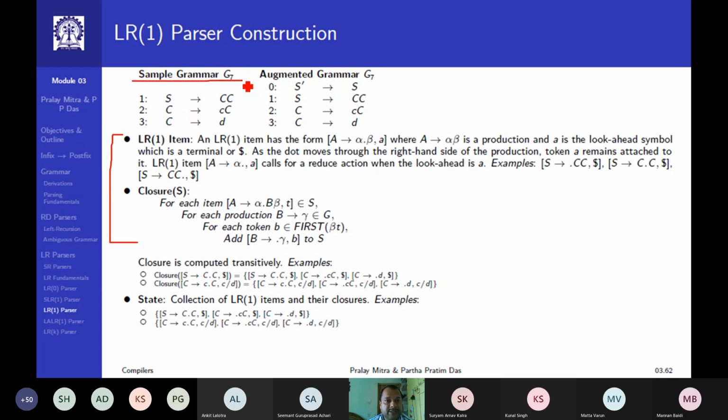This is sample grammar G7, and we augmented it by incorporating the zeroth production rule, S prime derives S. And when we incorporate this one, then one non-terminal S prime and one terminal dollar are also incorporated in the grammar. Now in the LR(1) parser, unlike LR(0), the parameter within parentheses says 1, which means there is lookahead information available.